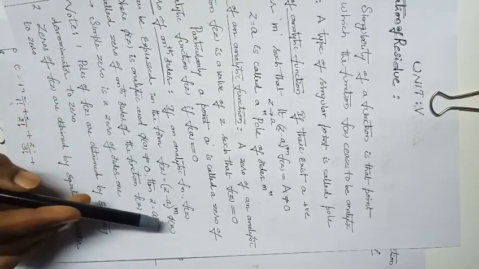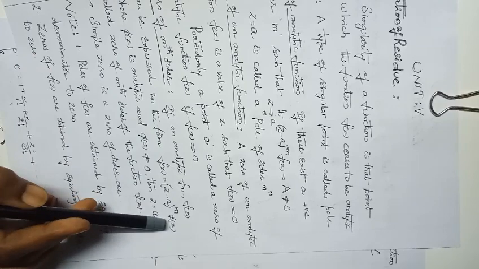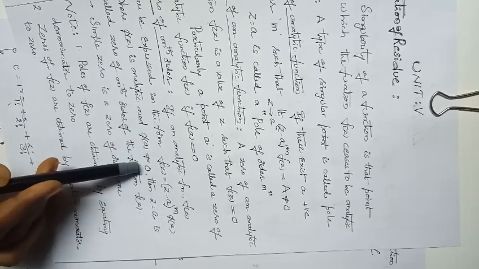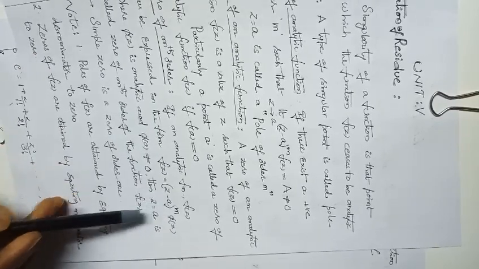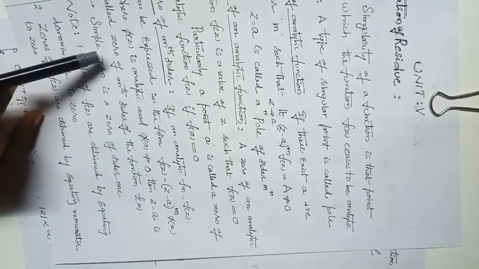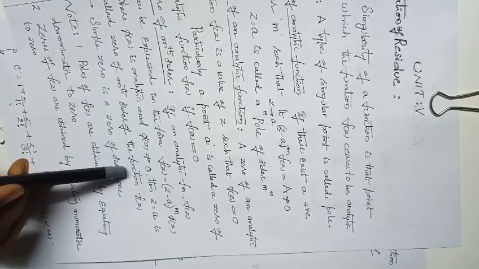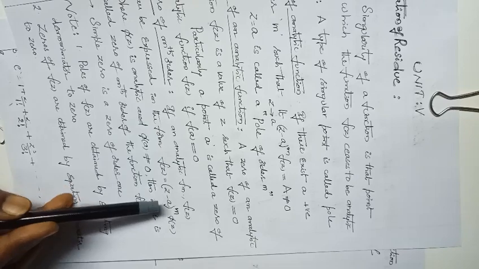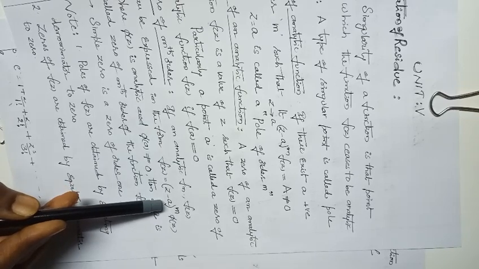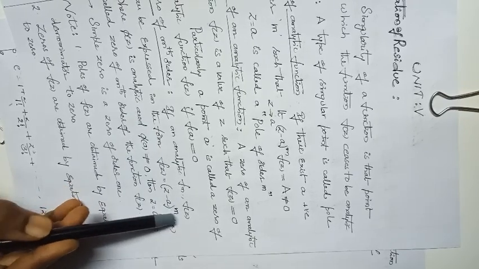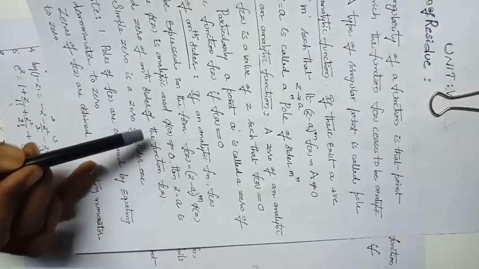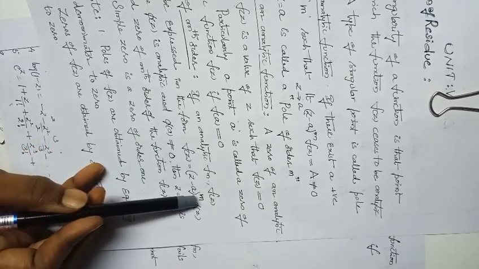Here phi of z is analytic, and phi of a is not equal to 0. Then z equal to a is called a zero of mth order of the function f of z. Z equal to a is also a root, but the order of that root is m.